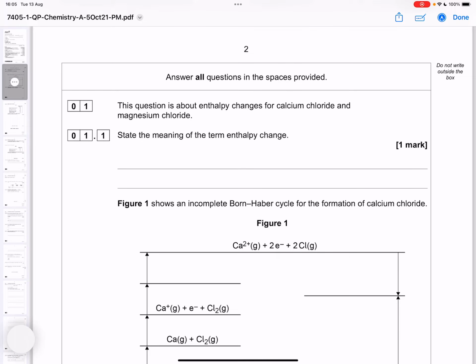This question is about enthalpy changes for calcium chloride and magnesium chloride. State the meaning of the term enthalpy change. So enthalpy change is defined as heat energy change. We need to be specific that heat energy change occurs at a constant pressure.